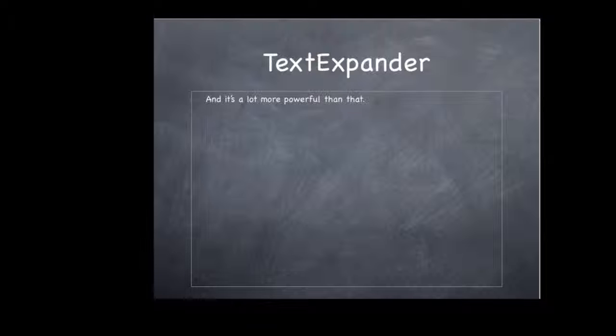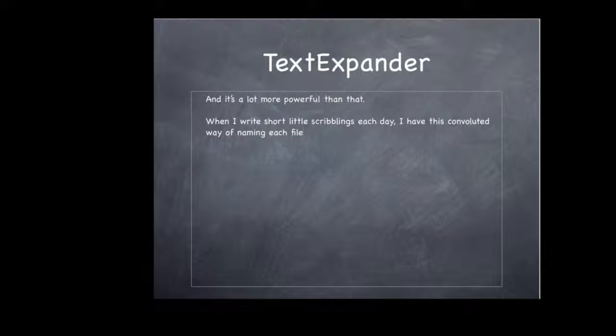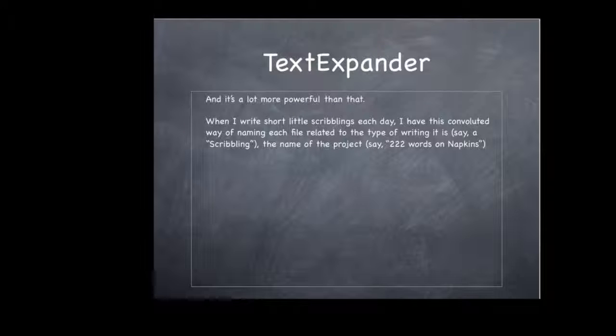And Text Expander is a lot more powerful than just that. Like when I write short little scribblings each day, I have this convoluted way of naming each file, so I can track it related to the type of writing it is, the name of the project that I'm working on, and today's date. So that kind of sounds a little like a pain, except it's just a few letters with Text Expander.